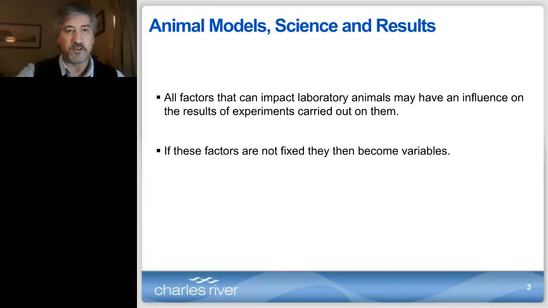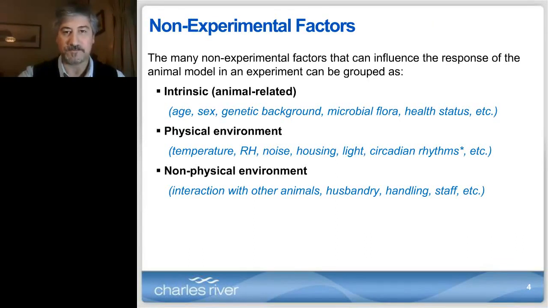So we've seen a very high-level overview of these factors and how diverse they are. But let me remark here that all factors that can impact laboratory animals may have, and again, I would like to remark that, may have an influence on results. Obviously, if these factors affecting the animals are not fixed, then this is when they become variables, and this is where the problems may start. So let me expand a little bit on non-experimental factors.